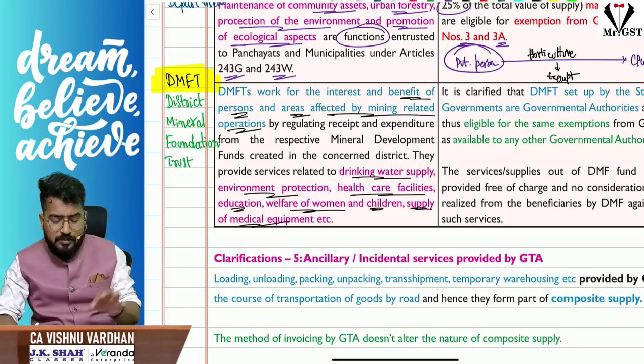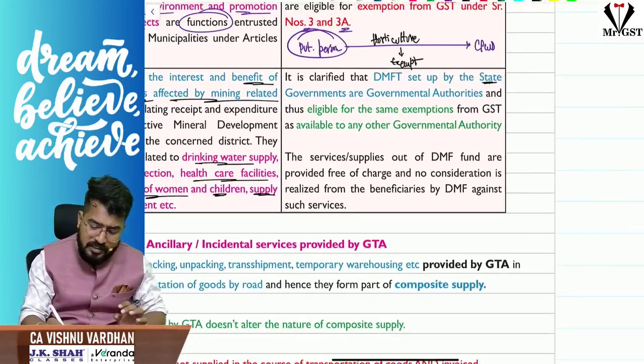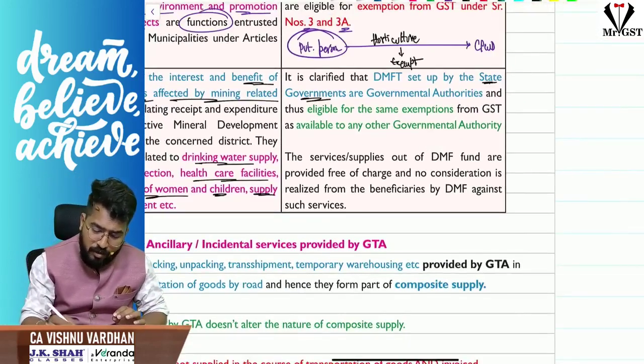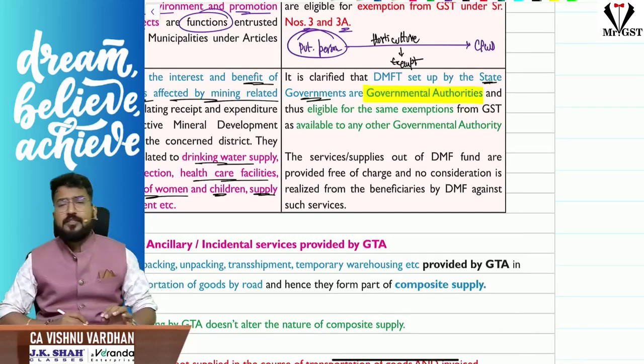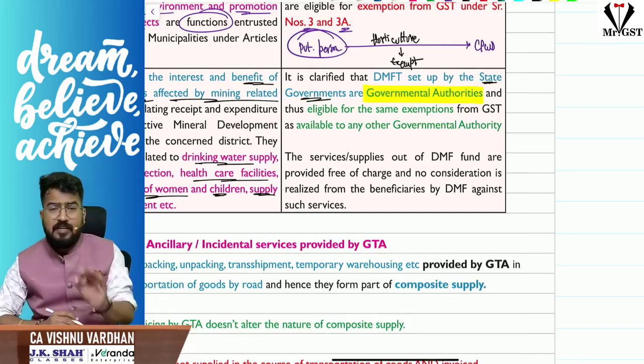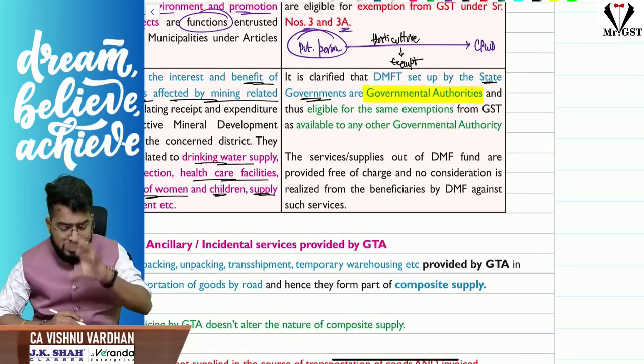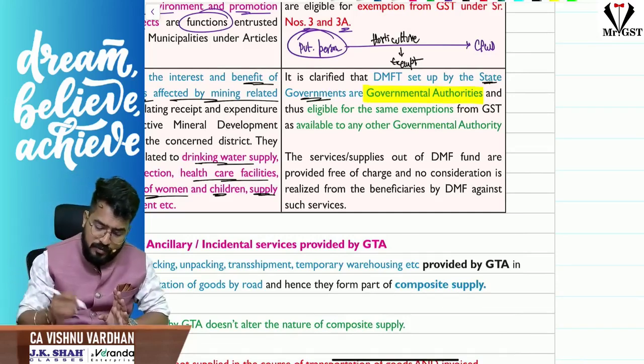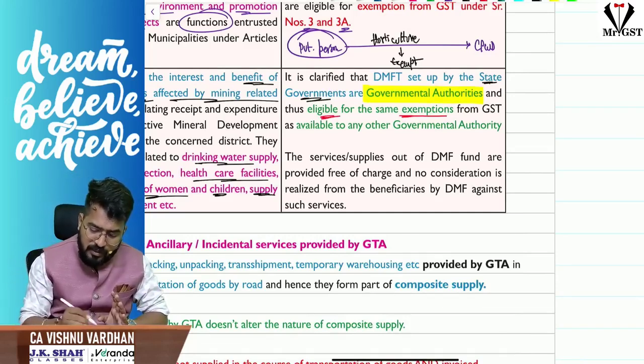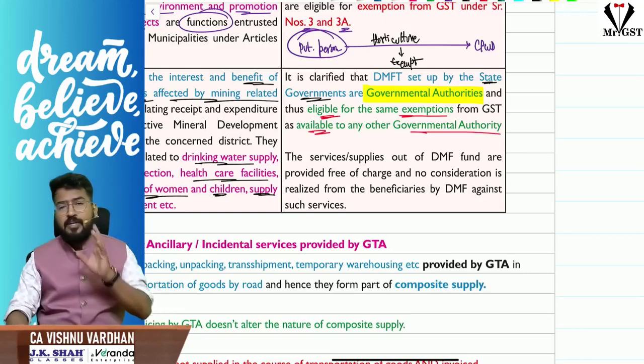Sir, this has been set up by state governments. These are being set up by state governments, hence they are called as governmental authorities. Okay. So whatever the exemptions available for every governmental authority, the same things are also available to these people also. They are eligible for the same exemptions which are available to any other governmental authority.